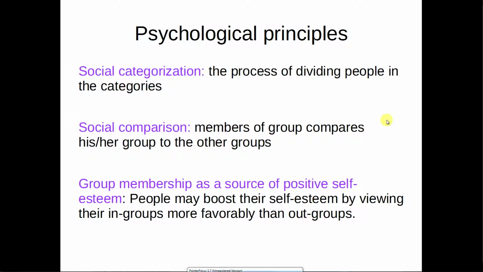Social comparison refers to intergroup comparison. Members of a group compare their group to the other groups. People strive to enhance their self-esteem. Self-esteem has two components, a personal identity and various social identities. Group membership as a source of positive self-esteem means that people may boost their self-esteem by viewing their in-groups more favorably than out-groups.